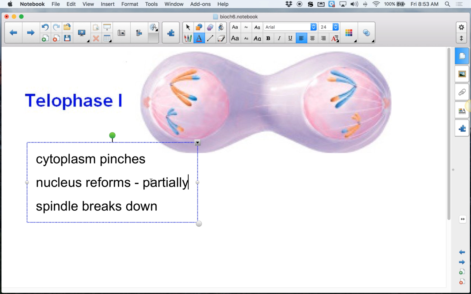This thing will break down, these will line up again, the sister chromatids will get pulled apart, and what we'll end up with then is 4 cells, each of which have one sister chromatid from each homologous pair. They happen in both. Yeah, so there's prophase 1, metaphase 1, anaphase 1, and telophase 1, and then it goes right into prophase 2, metaphase 2, anaphase 2, and telophase 2.